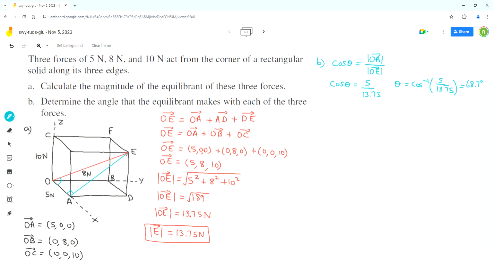Now we know that the equilibrant vector acts in a direction opposite to that of the resultant, and opposite vectors are 180 degrees apart. So to find the angle between the equilibrant and the force acting along vector OA, we should subtract 68.7 degrees from 180 degrees because opposite vectors are 180 degrees apart. And I get 111.3 degrees. So this should be the final answer for the angle between the equilibrant and the 5 Newton force acting along the edge OA.